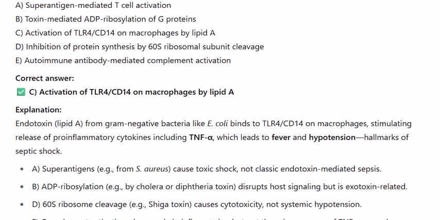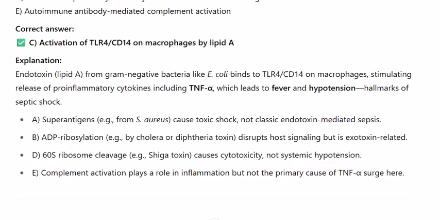Correct answer: C. Activation of TLR4 on macrophages by lipid A. Explanation. Endotoxin, lipid A from gram-negative bacteria like E. coli, binds to TLR4 on macrophages, stimulating release of pro-inflammatory cytokines, including TNF, which leads to fever and hypotension, hallmarks of septic shock.